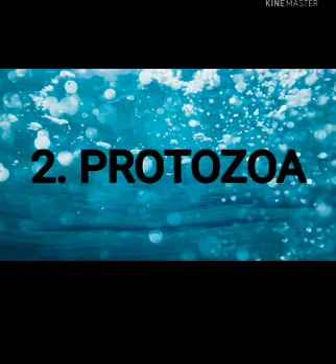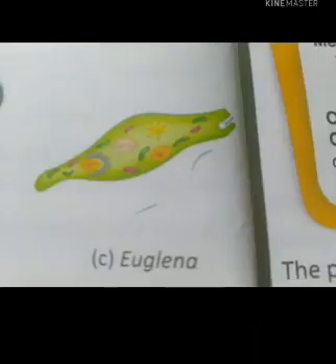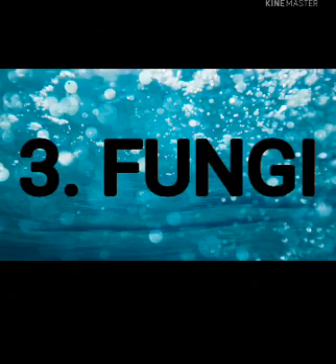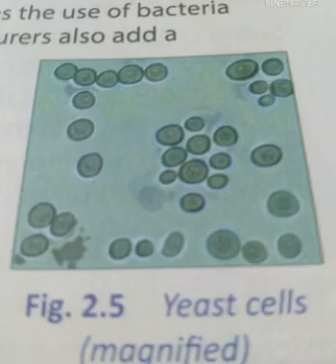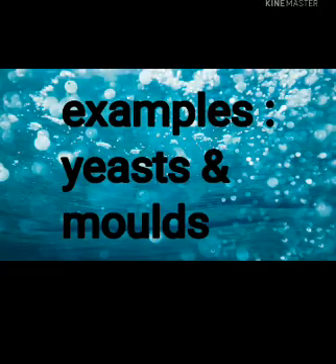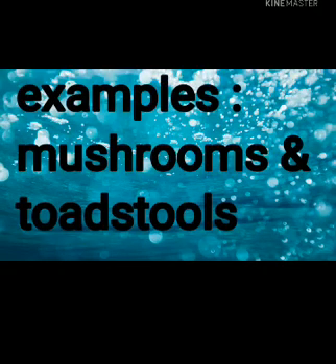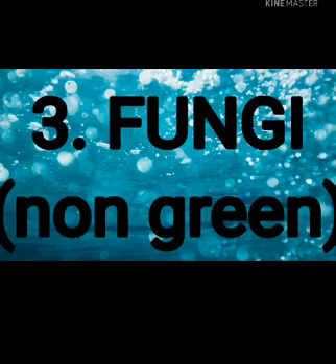Protozoa are a group of animal-like unicellular organisms. Examples are amoeba, paramecium, and euglena. The third group of microorganisms, which are single-celled or multicelled, are called fungi. They can be microscopic like unicellular yeasts or molds, or macroscopic and multicellular like mushrooms and toadstools. All fungi are non-green, that means they lack chlorophyll and derive their nutrition from decaying matter.